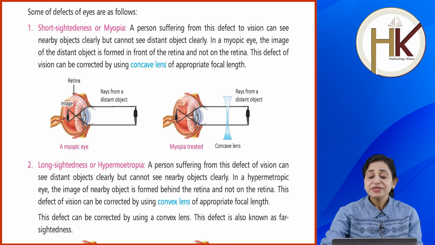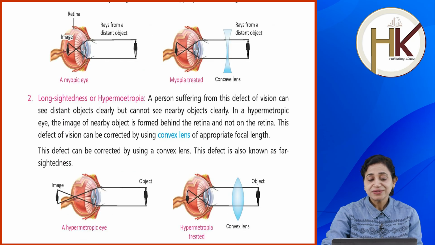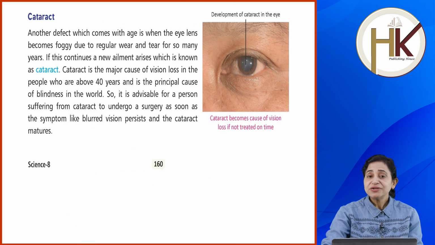This defect can be corrected by using a convex lens. This defect is also known as far-sightedness. Cataract, another defect which comes with age, is when the eye lens becomes foggy due to regular wear and tear for so many years. If this continues, a new ailment arises which is known as cataract.